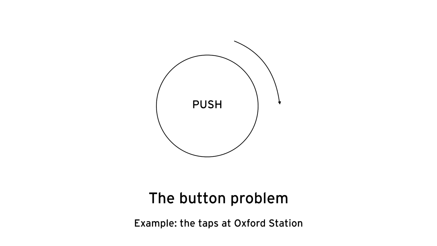And there are two concrete problems to illustrate this. For example, the button problem is like, how do you know what happens when you push a button, and how do you know how to push it? So I unfortunately don't have a picture of it, but at Oxford Station, the taps in the bathrooms say push, and you need to turn.